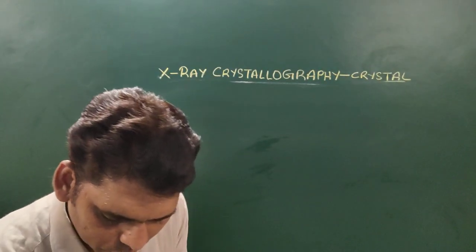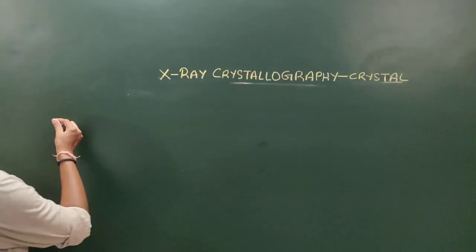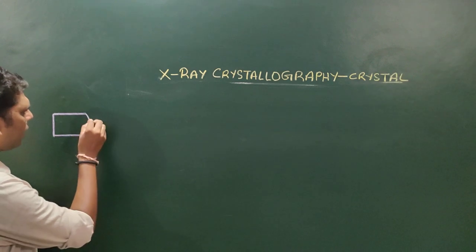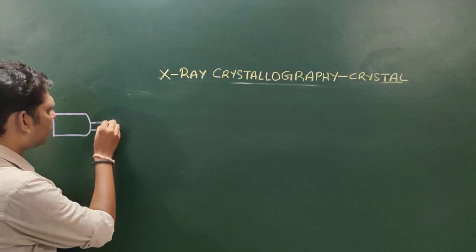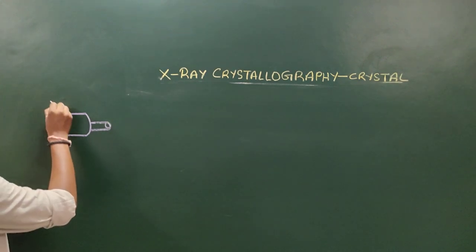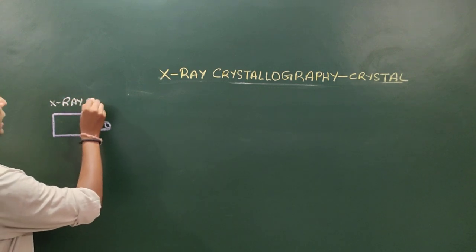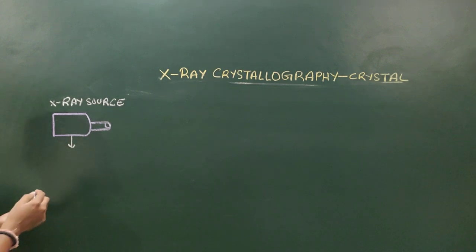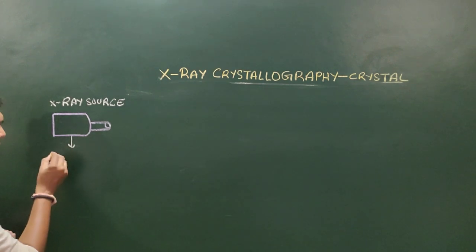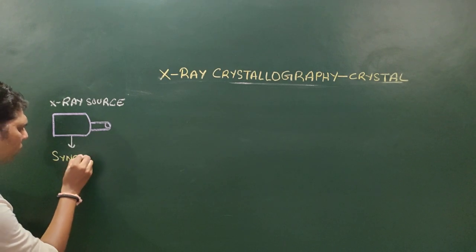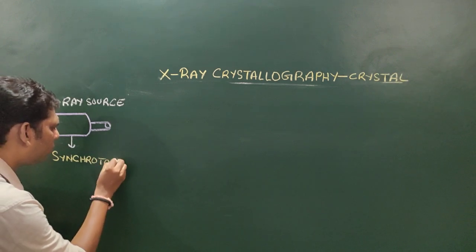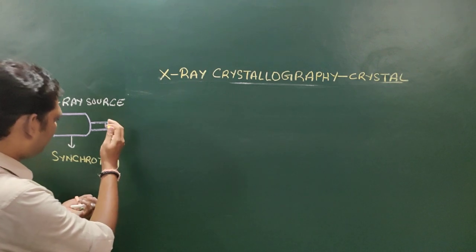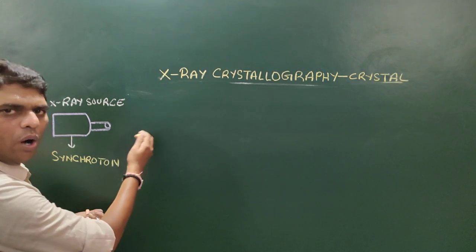Okay, we will understand this. So students, suppose that we have an X-ray source. Okay, this is an X-ray source, and this X-ray source is known as a synchrotron. And from this synchrotron, X-ray beams are emitted. Several X-ray beams are emitted, and these X-ray beams are now incident on a lead screen.